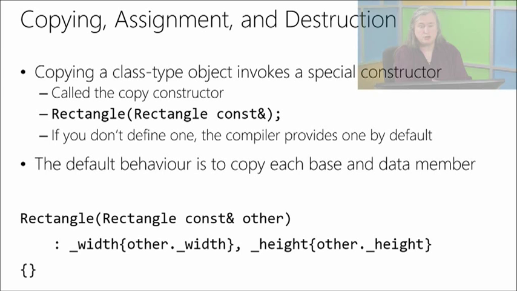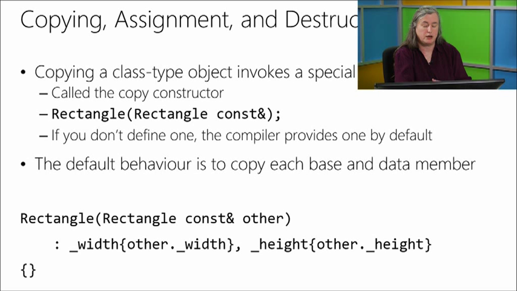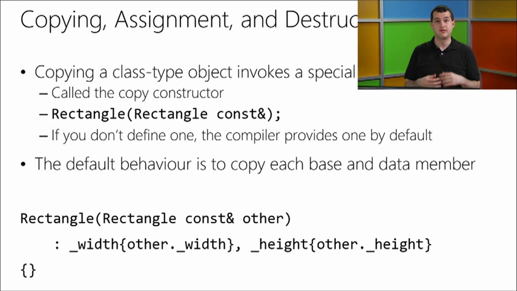This is a potential implementation of the copy constructor for rectangle. We're just going to take the value that belongs in width and use the other rectangle's width for that, and the value that's going to go into height is going to be the other rectangle's height. So this is specifically what the compiler will generate. So if you don't define your own, the one that the compiler generates looks exactly like this. So it just copies each member individually.